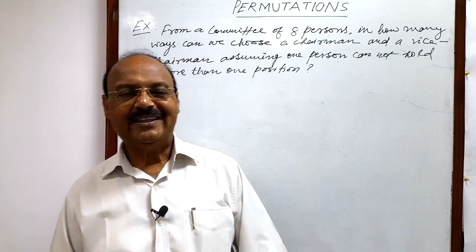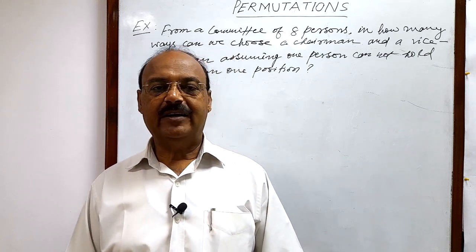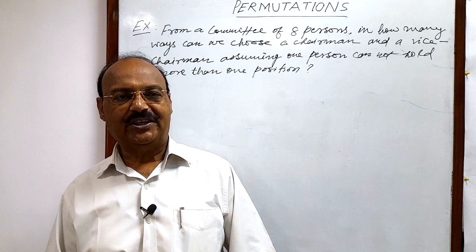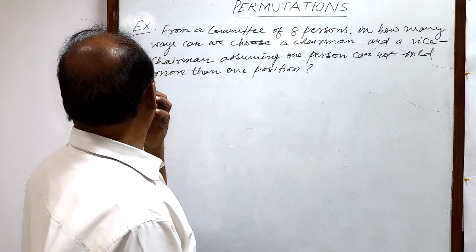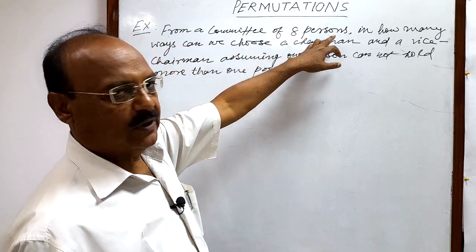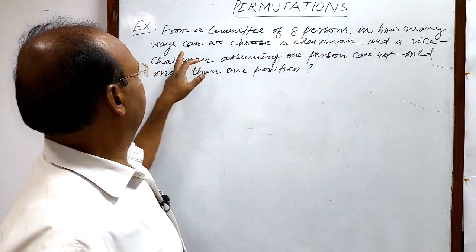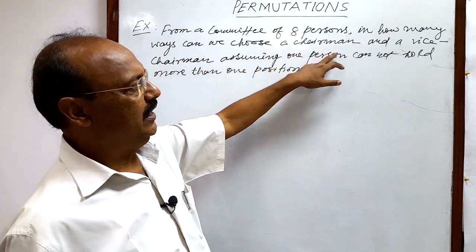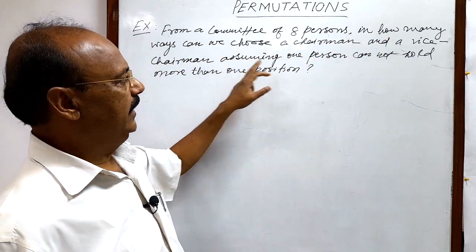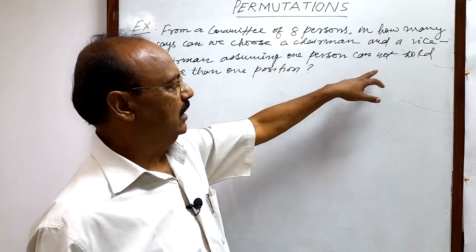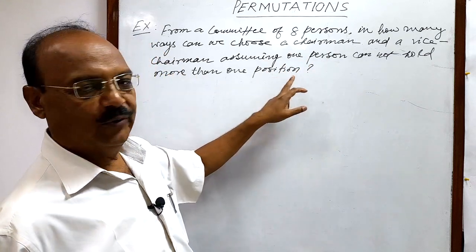Welcome students. Today let us discuss a very interesting and important question from the topic permutation. Here the question is: from a committee of 8 persons, in how many ways can we choose a chairman and a vice chairman, assuming one person cannot hold more than one position.